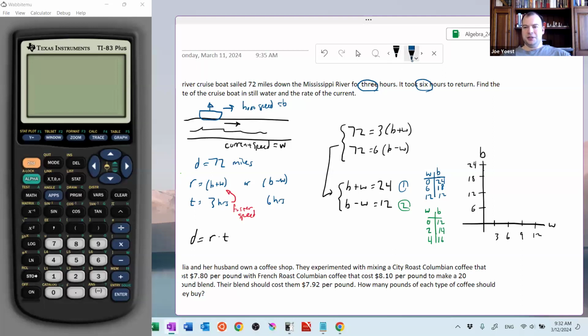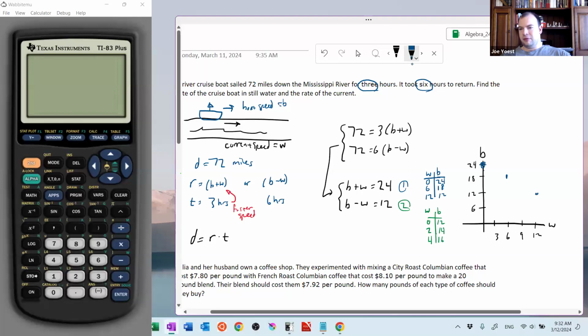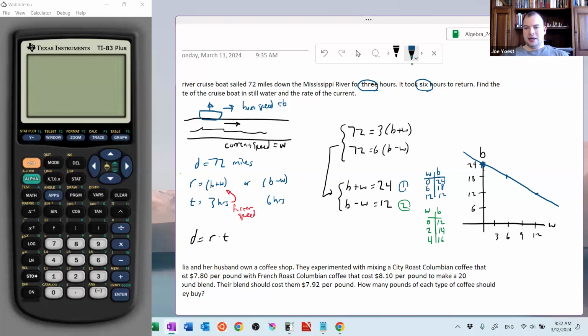So for my first equation, I go through 0, 24. And again, these were points that I picked. You could certainly have picked different points. 6, 18. Looks like it's about there. And 12, 12. And those 3 points do seem to be on the line. So the 2 points determine the line, and the third one confirms that everything seems to be in order.